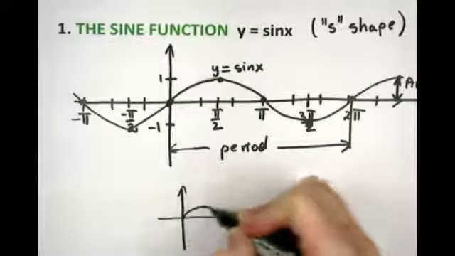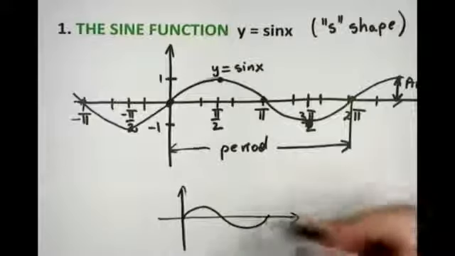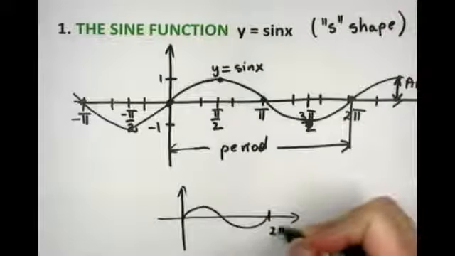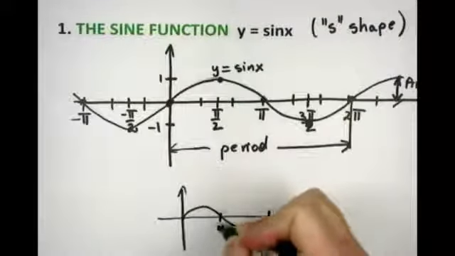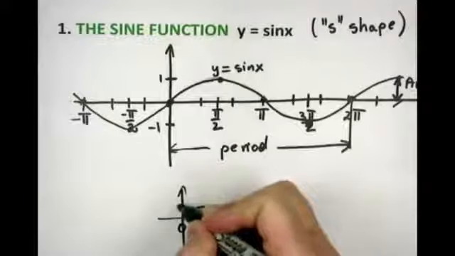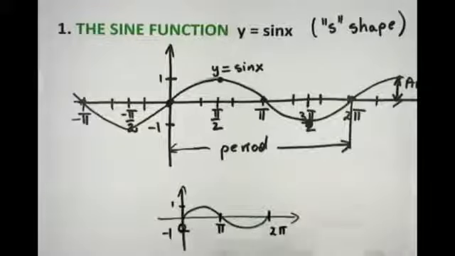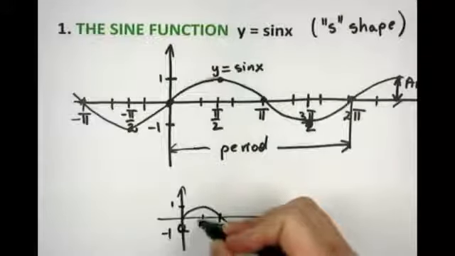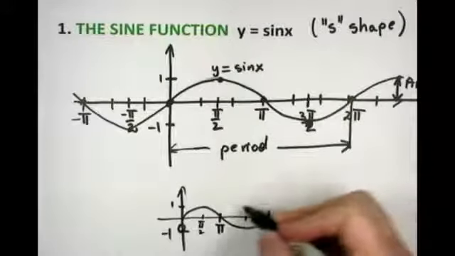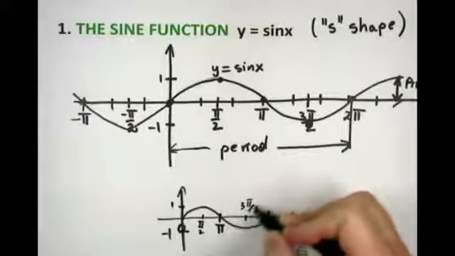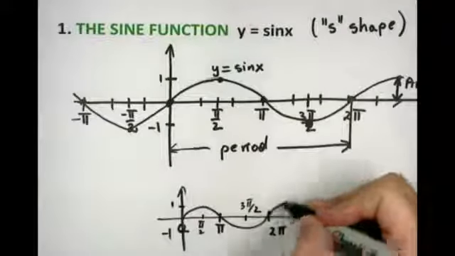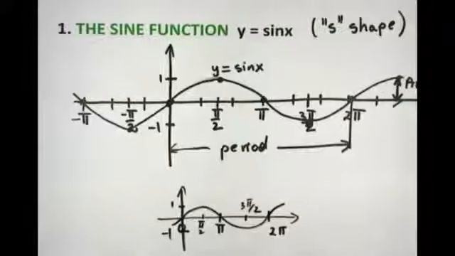Simple sine curve, S shape. 2 pi is right here, pi is here, and 0 is right here, and we know the values 1 and minus 1. And in the middle is pi over 2, and then we have 3 pi over 2. So that's the graph of the sine function, and it keeps going.